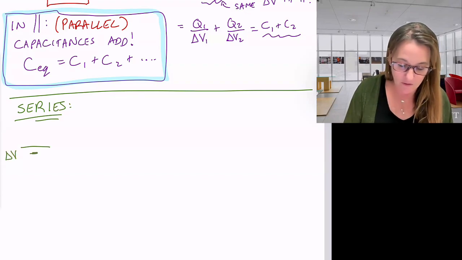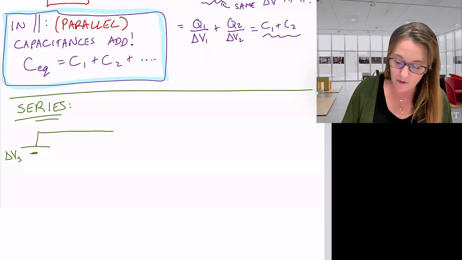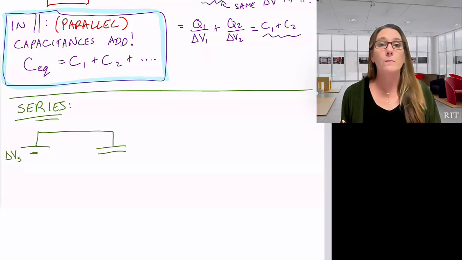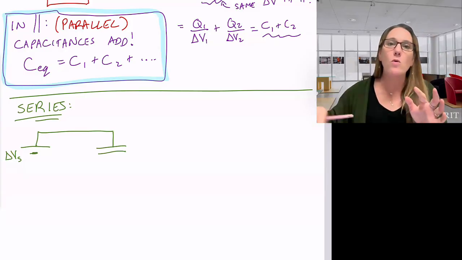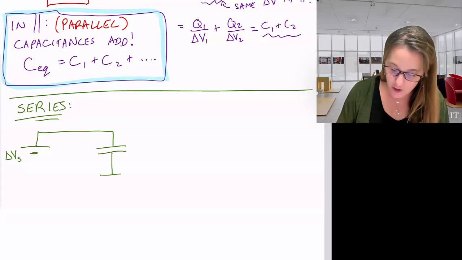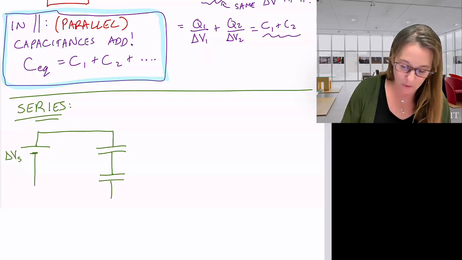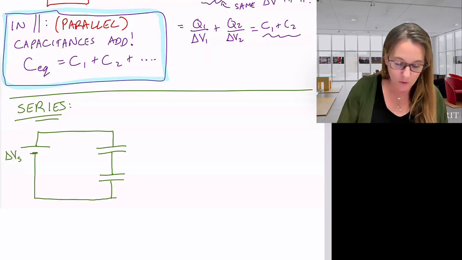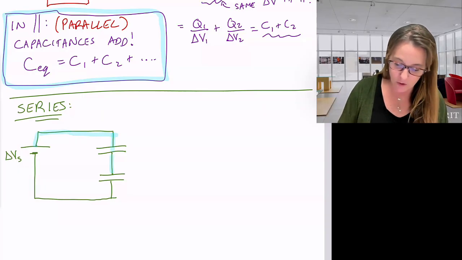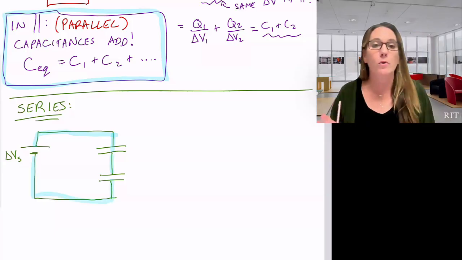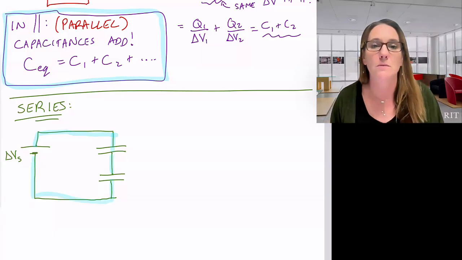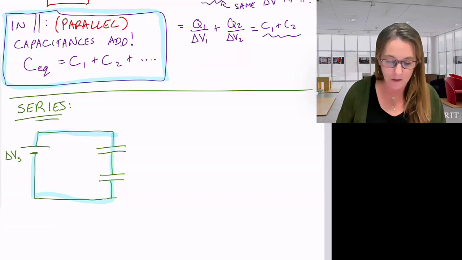So we have a delta V of our battery, and then I'm going to put a capacitor in the loop. And then instead of making a whole other branch, I'm going to give no choice but to go through both capacitors. So now my one single loop is going to have both capacitors in that space. So this is what we mean by series.